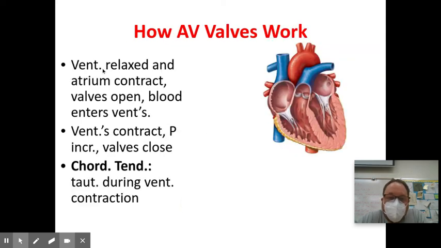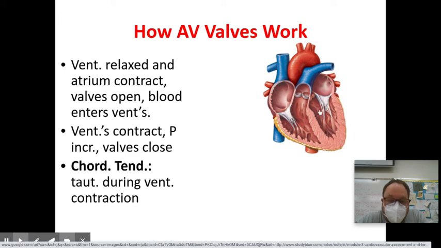Now, when the ventricles are relaxed, okay, so here the ventricles are relaxed. When that happens, the pressure in the ventricles is low. These AV valves open up, and then blood from the atria can drain down into the ventricles. So again, there's a gravity assist there.